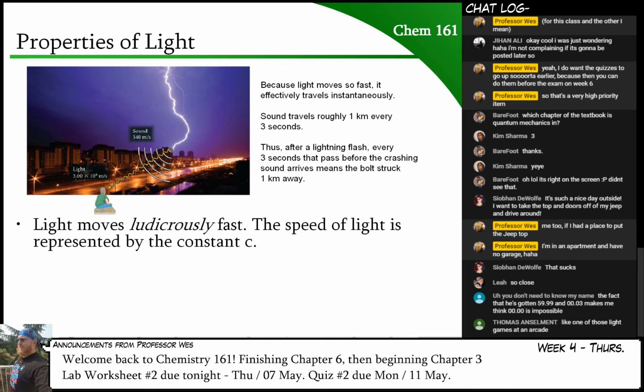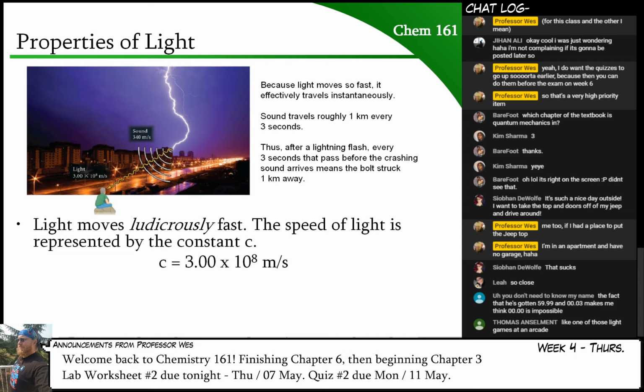We represent the speed of light by a constant, and this constant represents the speed that light will travel in a vacuum. Now, if there's stuff in the way, light will slow down slightly. For instance, light will travel slightly slower through air than it will through the vacuum of space. But to 3 significant figures, this number is good enough for our purposes: 3 times 10 to the 8 meters per second.